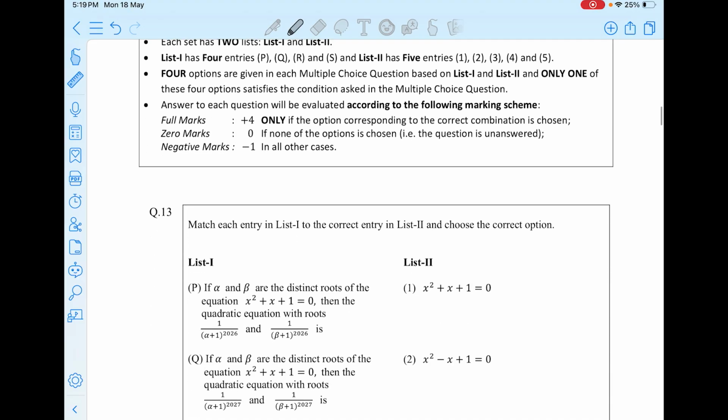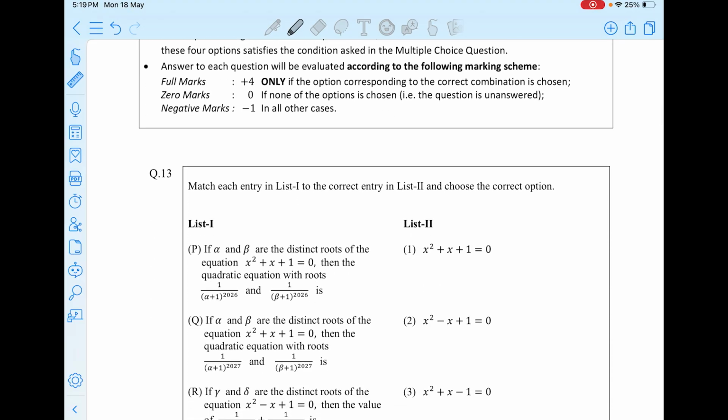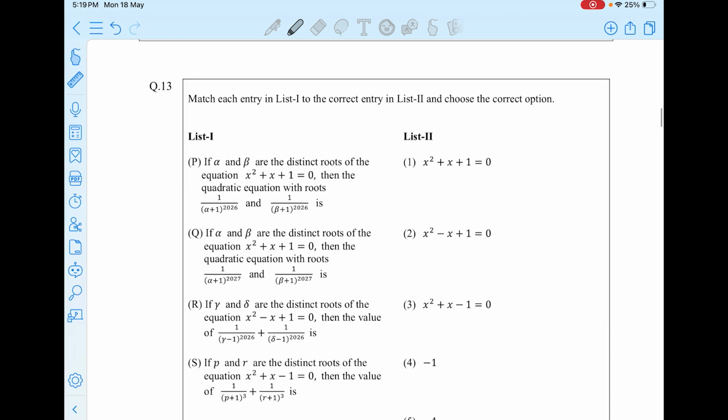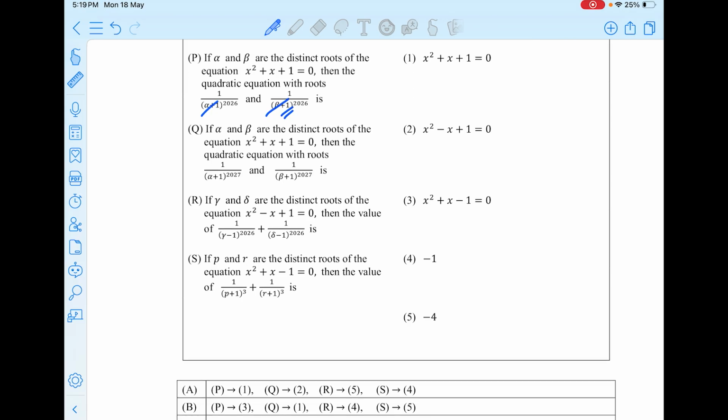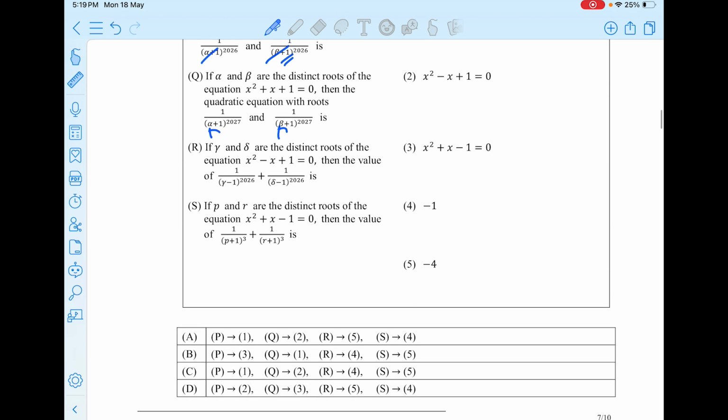Then this one, match list type questions, scoring questions. See, x square plus x plus 1 is 0. So what are the possibilities? Omega and omega square. Substitute omega square: omega plus 1 minus omega square, omega square plus 1 minus omega. Then you can identify what the roots are. Same here, again omega and omega square. x square minus x plus 1 gives minus omega and minus omega square. Substitute and calculate the values.